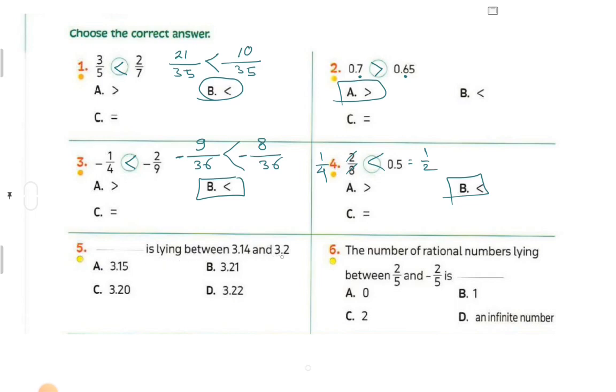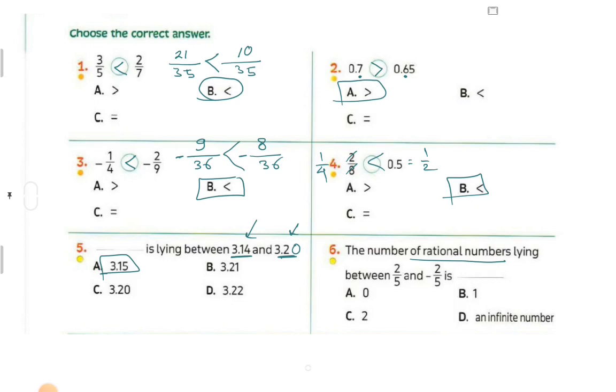Is lying between 3.14 and 3.2 tenths. It's easy. We can put 0 here. So we have 3.14 hundredths and 3.20 hundredths. Between 14 and 20 there are 15, 16, 17, 18 and 19. Yes, correct.